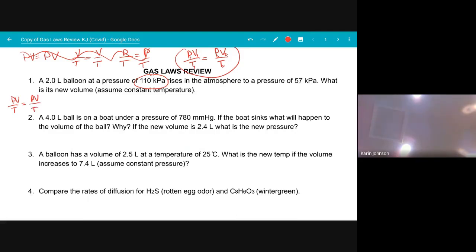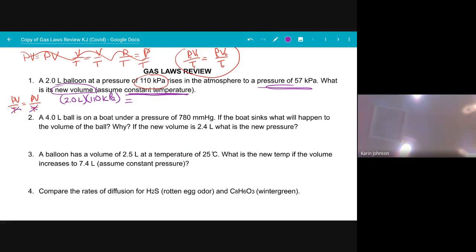And it says we have a 2-liter balloon at pressure of 110 kilopascals. So I'm going to write that down. Maybe I'll switch up my colors here. So 2.0 liters. I never leave off my units. It's a big deal to just keep yourself straight on what you need to do. And kilopascals, okay? And then it says it goes to a new pressure. So here's our new pressure. And the question is, what is its volume? And it says assume constant temperature. So when it says constant temperature, I can ignore this part of my equation.